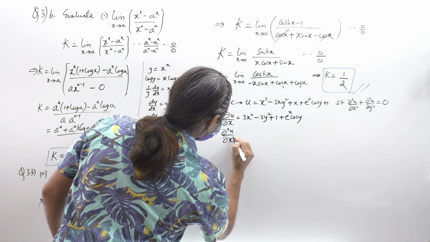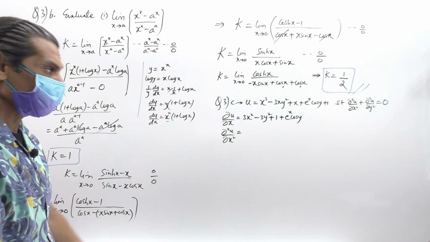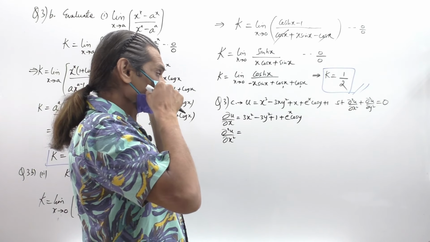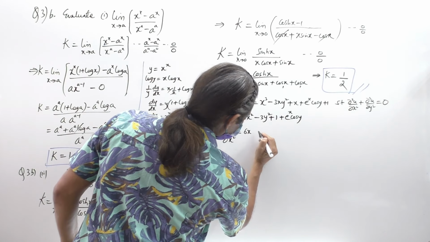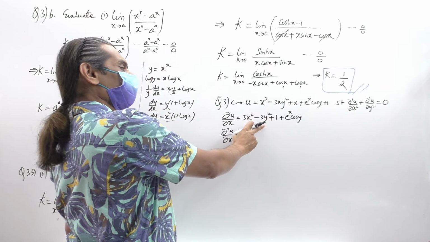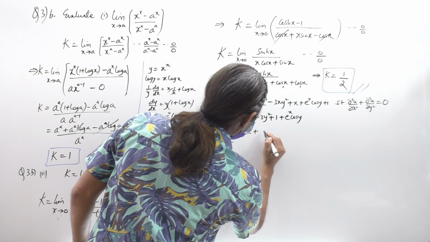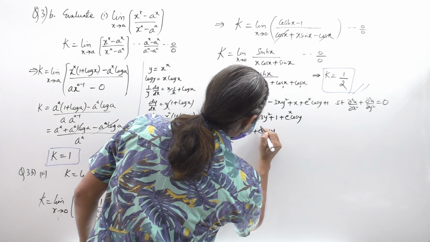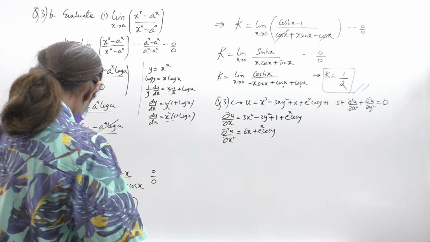Okay, so we found dou u by dou x, so let's find dou square u by dou x square. That means again we need to partially differentiate with respect to x. Differentiating 3x square gives 6x, and for 3y square there is no x term, so 0, the constant 1 gives 0, and cos y as it is, differential of e raised to x is e raised to x. Done. Now we have found dou square u by dou x square.